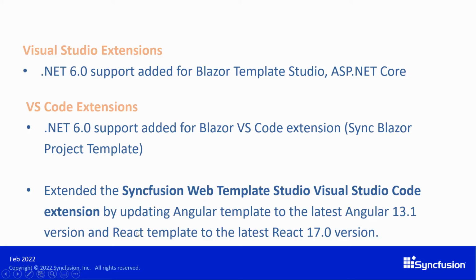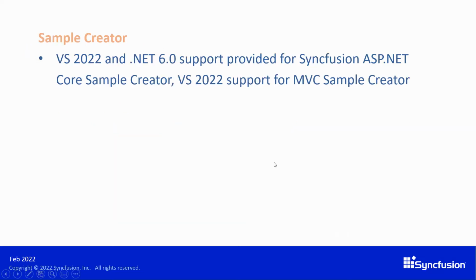And also we have upgraded the React template with the React 17.0 version. Next, for the Syncfusion ASP.NET Core sample creator, VS 2022 and .NET 6.0 support has been provided. And for the ASP.NET MVC sample creator, VS 2022 support has been added. So now you can start to create sample solutions using VS 2022. So that's all the updates for Blazor and Essential JS2 components for this Volume 2 2021 release.